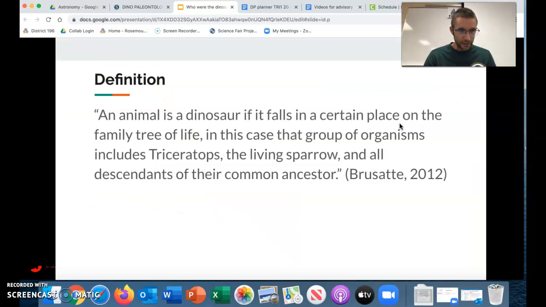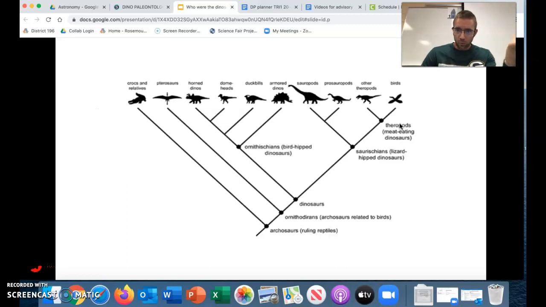When it comes down to it, the definition of a dinosaur is that an animal is a dinosaur if it falls into a certain place on the tree of life. In this case, that group of organisms includes Triceratops, so everything from Triceratops to the living sparrow, and all descendants of their common ancestor. And to me, these definitions of what something is or isn't can be very confusing. So I'm going to show you what that means.